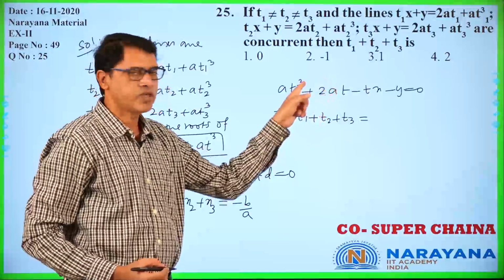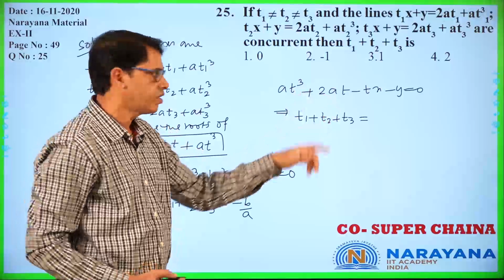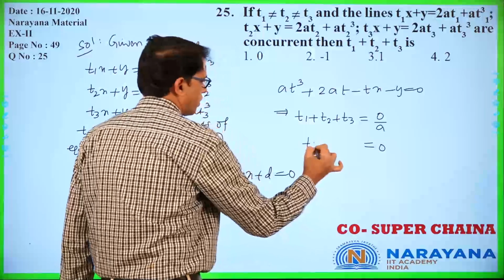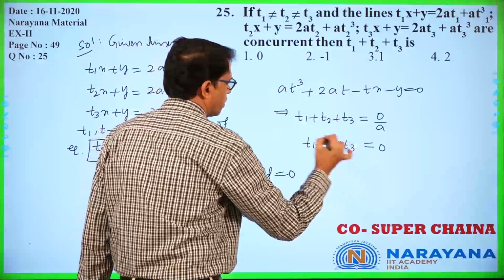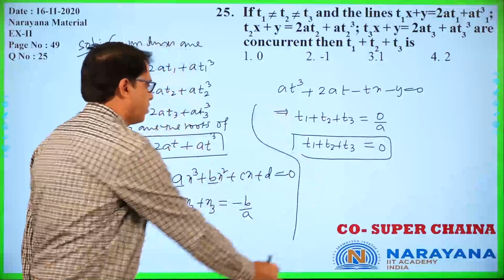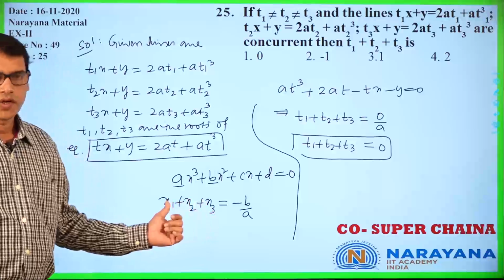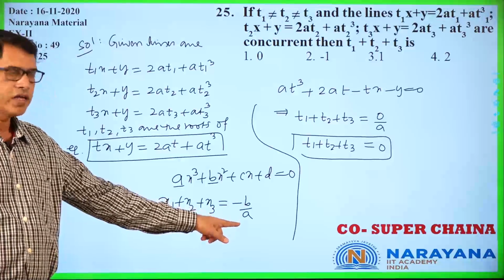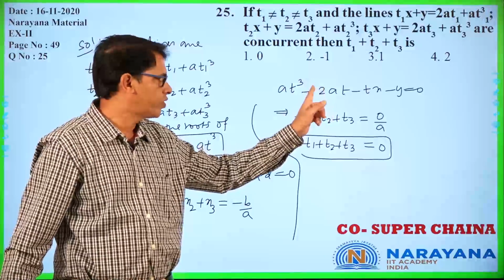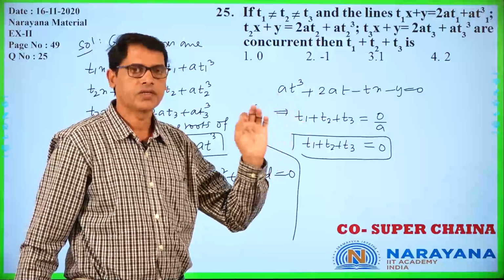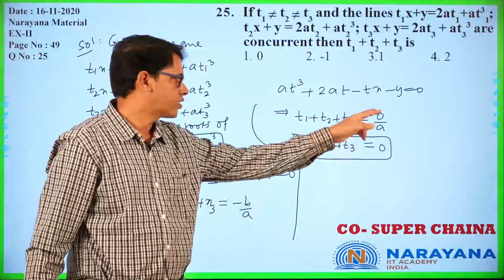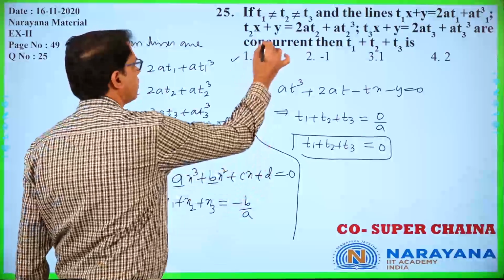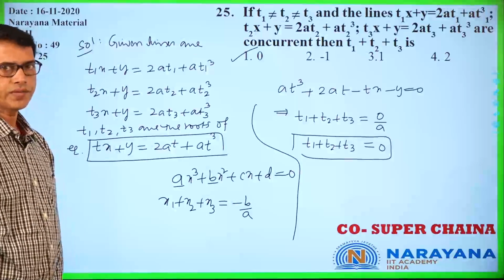Here the t square term is not there, so 0 by a equals 0, so t1 plus t2 plus t3 equals 0. Remember the formula for the cubic equation: sum of the roots is minus b upon a. Here the b value will be 0 because there is no t square term. So minus 0 by a equals 0. So the t1 plus t2 plus t3 value will be 0. Okay.